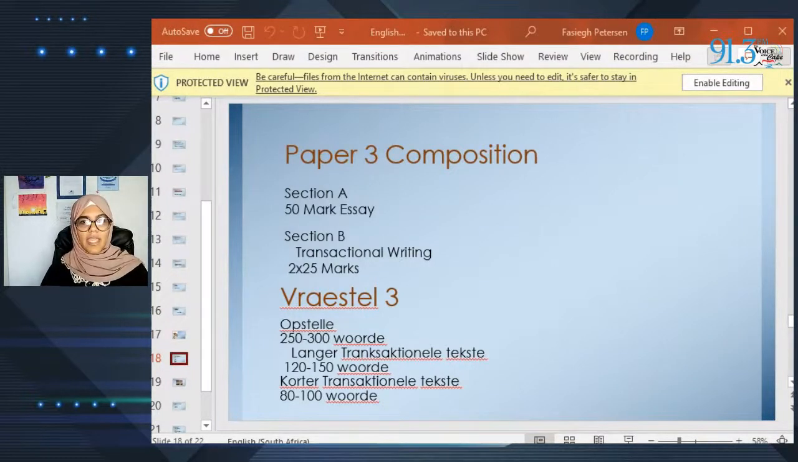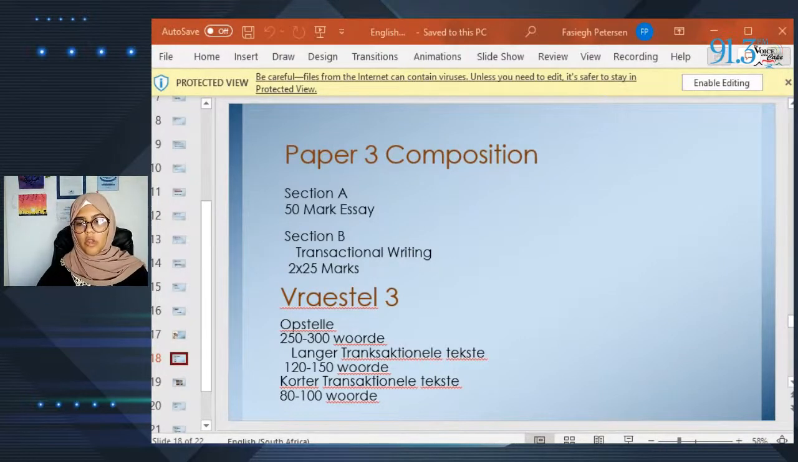So an essay can be approximately 500 words or even less than that, maybe 300 to 500 words. But then transactional writing will be much less, 300 or less. And that section assesses whether you are able to format certain types of writing, whether you can do reports, whether you can do news articles, emails, letters, things like that.